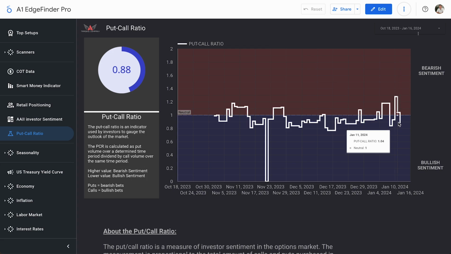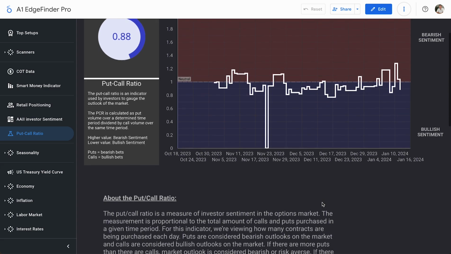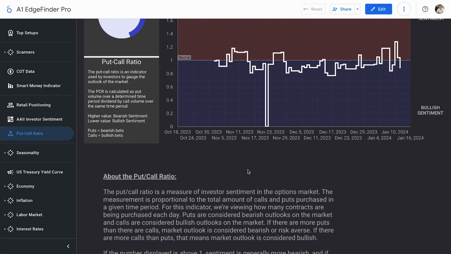Yesterday on the 11th, we had a 1.04, which is a little bit closer to neutral, but slightly hanging off in the bearish sentiment. So from yesterday to today, we can see that more calls were placed on the market, shifting it from a slightly bearish sentiment to a slightly bullish sentiment. And again, this is all being taken from what investors believe the market is going to do. Investors can place puts or calls on the market depending on whether they believe that the market is going to continue to trend up or down.